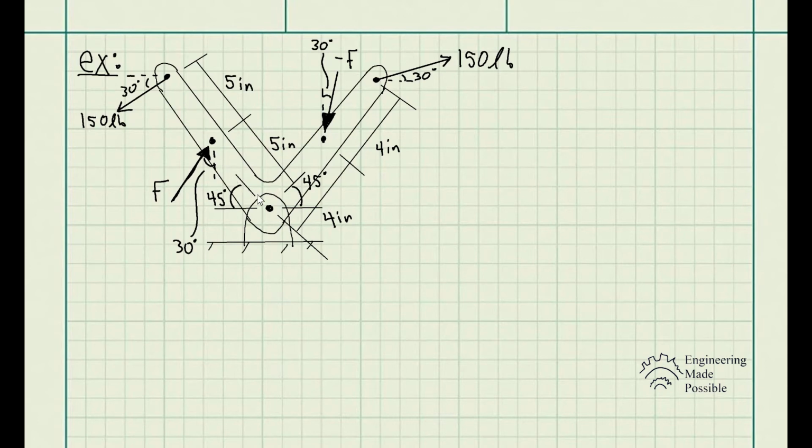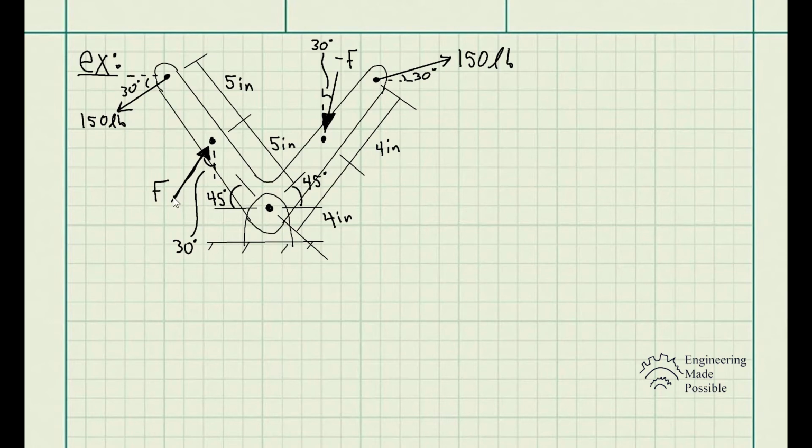Okay, so now for this example, there's a lot of information here. We have a hinge that could rotate about this point, and we have couple moments applied. We have this 150 pounds and this one, each one equal and opposite, and then we have another couple moment, which is the F.